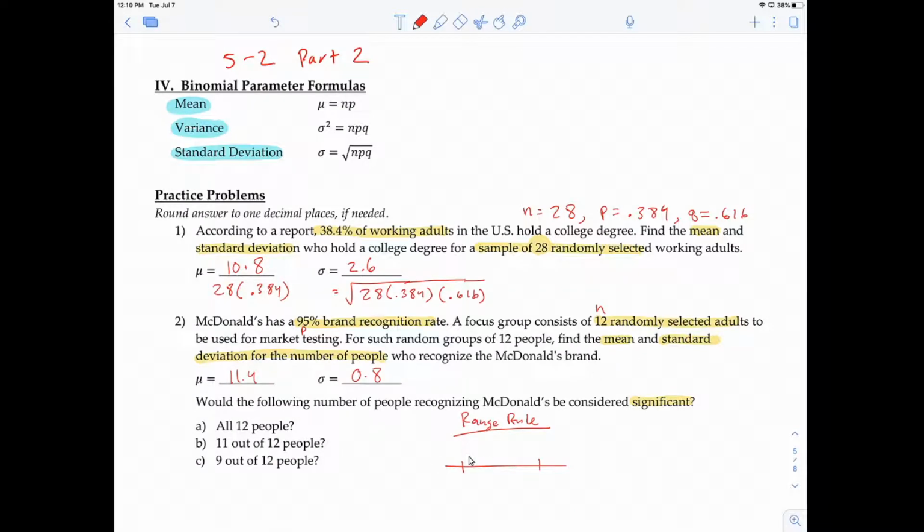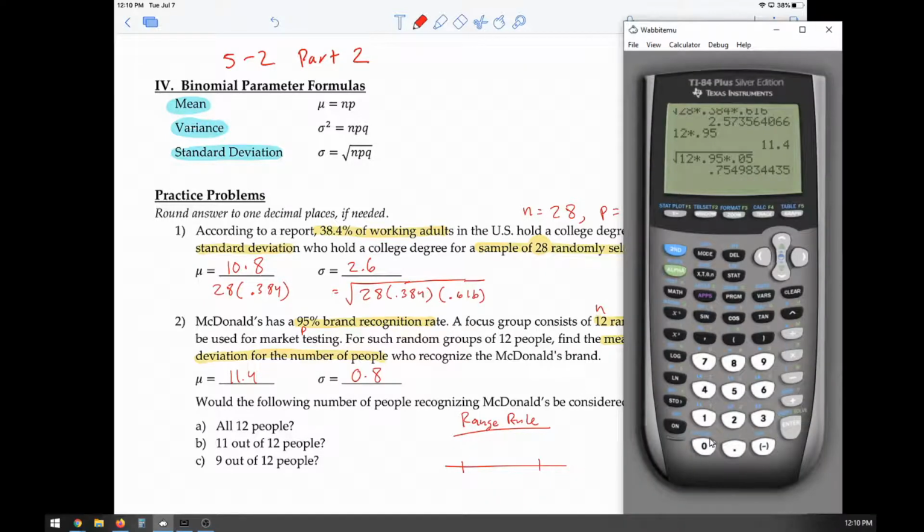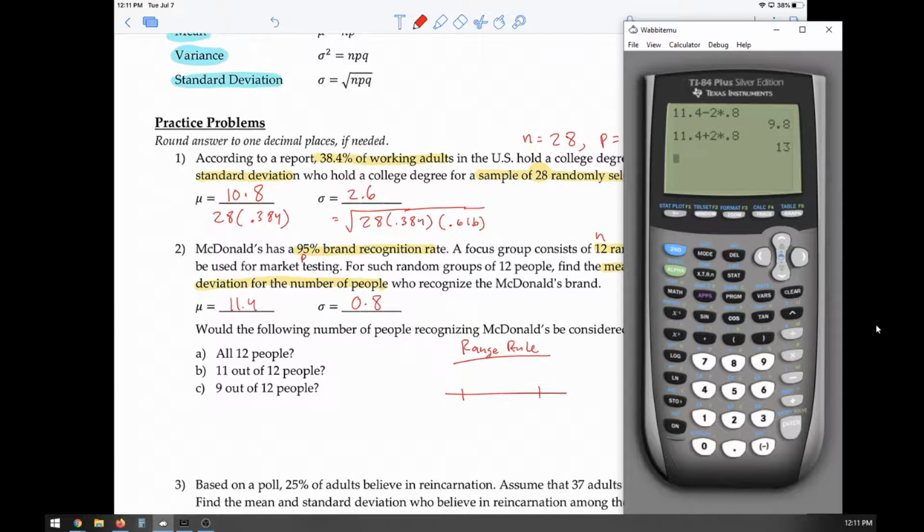So for the significantly low value, that's going to be the mean minus 2 times the standard deviation. For this problem, the mean is 11.4 and the standard deviation is 0.8. So 11.4 minus 2 times 0.8. And then the significantly high value is just plus, right? The mean plus 2 times 0.8. Okay, so those are our 2 values. We have the significantly low value is 9.8 and the significantly high is 13.